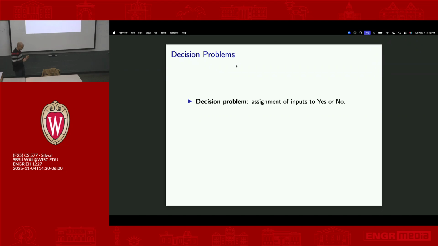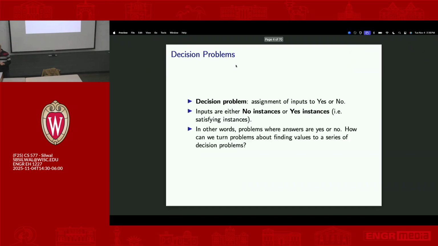So for the next 2 weeks, we're just going to be looking at yes or no problems, okay? So the answer is not a number. It's just going to be yes or no. If I give you an input, like a graph, is the graph connected, yes or no? Or does there exist a minimum spanning tree of cost at most 5,000? Yes or no. That's a yes or no question.